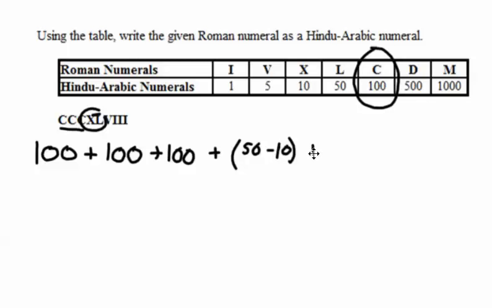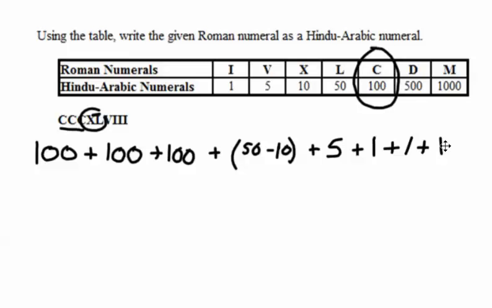Then we have plus. It's an additive system. So plus V is 5 plus, you notice how we're getting smaller because it goes I, which is 1. So we keep adding. We don't subtract. So we keep adding 1 plus 1 plus 1. If the numeral's value either stays the same or it decreases, we add. If it went from a smaller valued numeral to a larger value numeral, that's when we subtract.